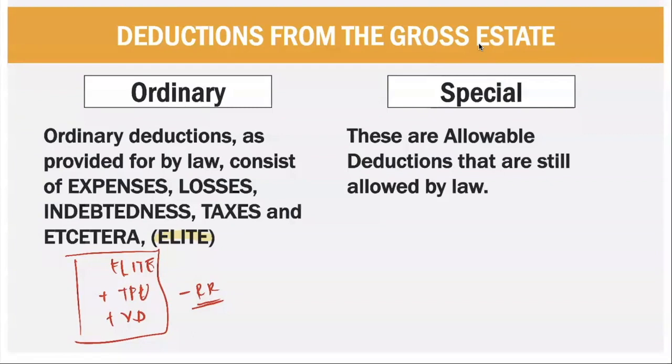And we have also your special deductions. These are allowable deductions that are still allowed by law aside from your ordinary deductions. Examples are your family home, your standard deduction, and the amount received by heirs under RA 4917. We also have your share of surviving spouse. We consider those items as special.